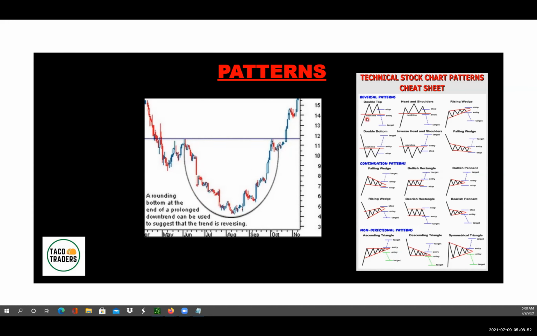And then over here, we have our technical patterns. We already went over this stuff. And again, like I've said, don't worry about the names. I always get confused with the head and shoulders. But my favorite patterns are the wedges, the rising wedges, the bullish rectangles. Those are great. And the triangles.